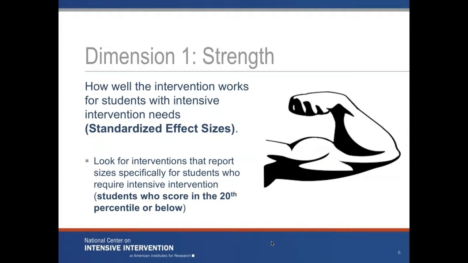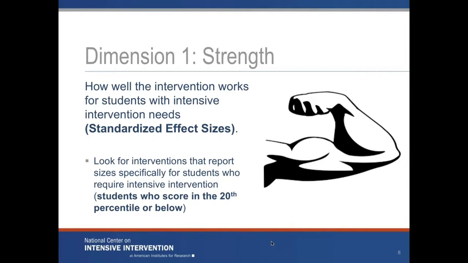The first dimension is strength. And when I say strength, I mean how well this intervention could be expected to work for students in need of intensive intervention. To determine the strength, you're going to want to consider if this intervention produces good results for students who require intensive intervention. And it's important to note here that most interventions, the way research is conducted, are conducted with students at risk.